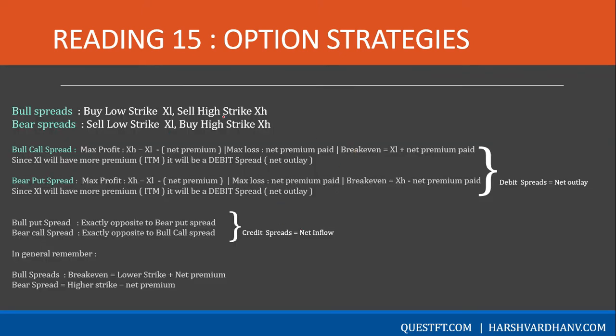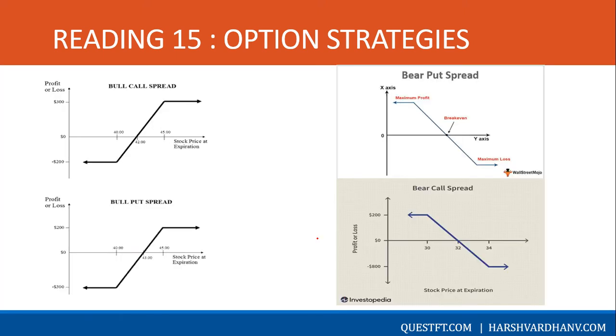Now we come to the spreads. So what is the bull spread? The bull means that you have to buy low, sell high. Whenever you are bullish, what will you do? You will buy low, sell high. So you can see the positions over here. Buy low, sell high because you are bullish, right? So we see this bull call spread. We buy low and we sell high.